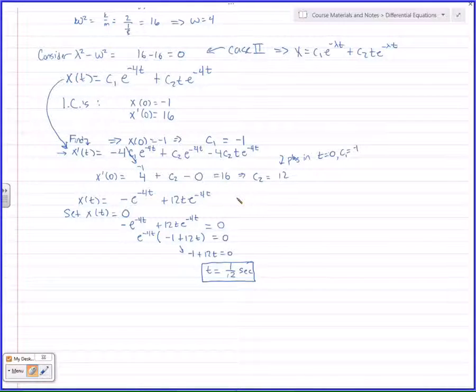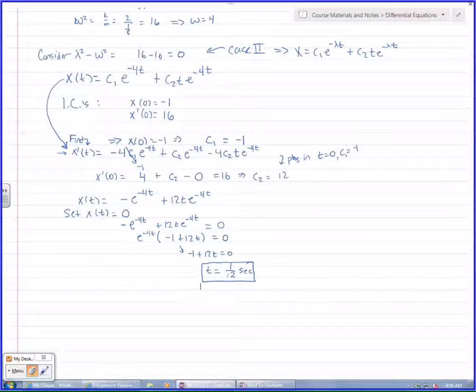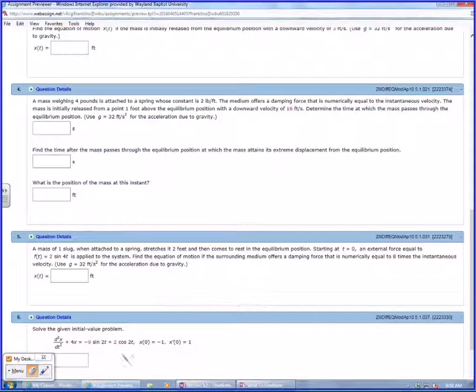I'm going to scoot back for just a second. I'll be right back to this page. I want to look at the question. Find the time after the mass passes through the equilibrium that the mass attains its extreme displacement from the equilibrium position. It's a fancy way of asking another fairly simple calculus question. It's when the velocity is equal to 0. So after 1/12 of a second, it passes through. It's going to come back up.